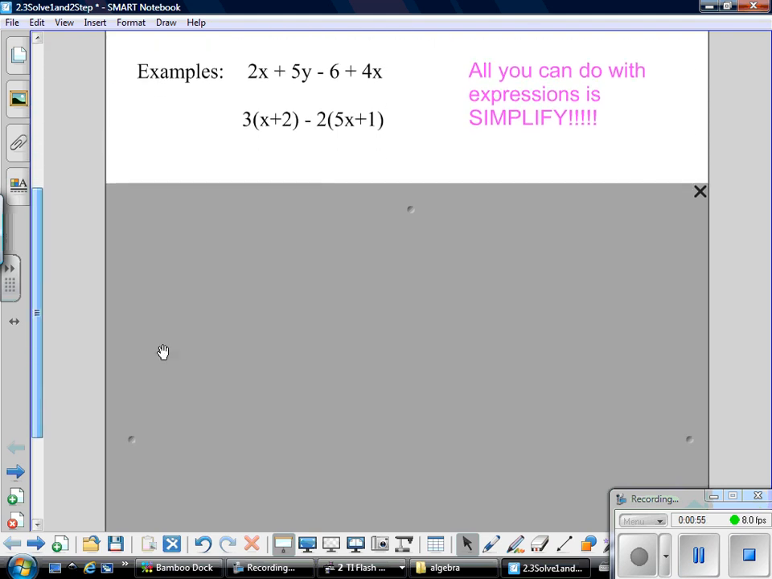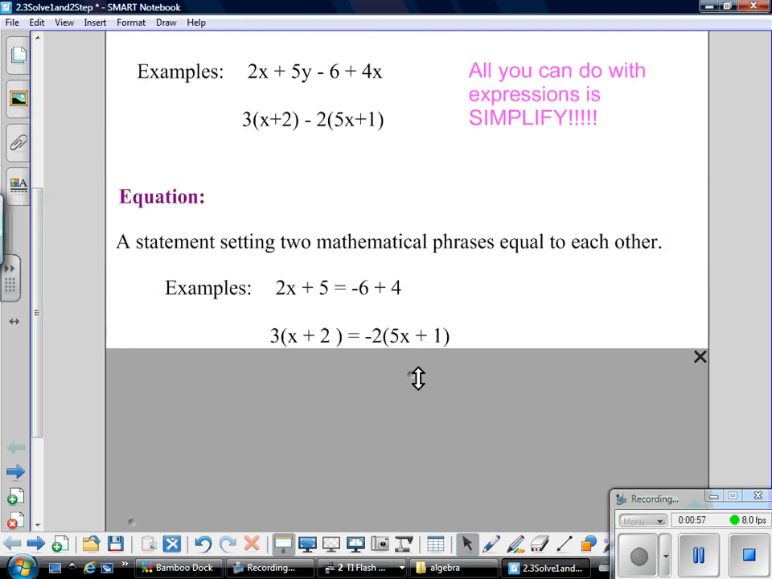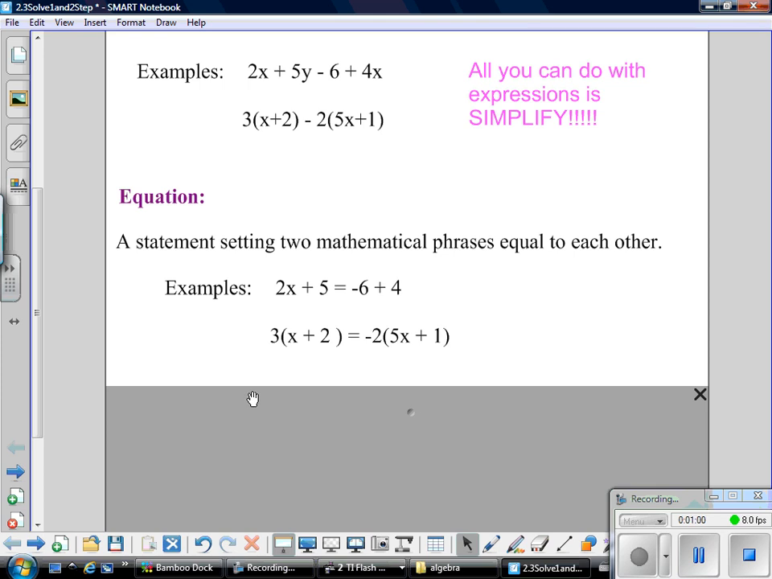Now, the difference with an equation is that it's taking two of those mathematical phrases and putting them together, telling us that they're equal. So if there's an equal sign, then it's a little bit different. This is what makes it different from the ones above. With an expression, all I can do is simplify. An equation has an equal sign, which means I cannot do a lot more to it.